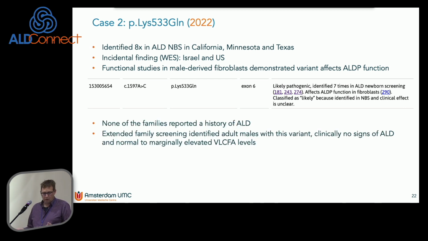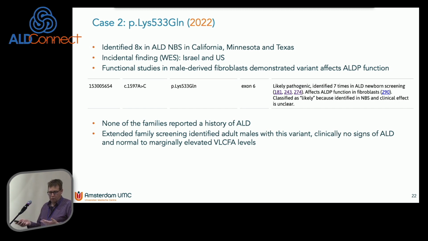But here again, none of these families reported a history of ALD. The extended family screening identified adult males with this variant who were clinically completely normal. Males over their 60s, and they never heard of ALD, and now they have a sticker on their head: I have this variant, and now I certainly do have ALD.